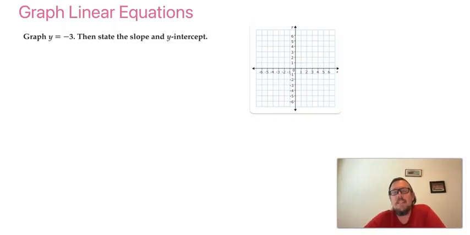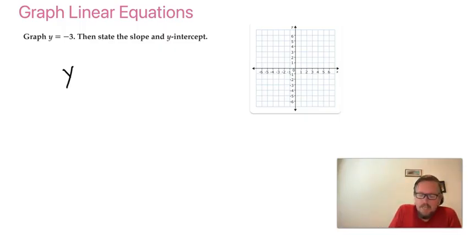We've been graphing equations in slope-intercept form, so when you look at y equals -3, you may at first think that it's not in slope-intercept form, but it turns out it is. Y equals -3 is in slope-intercept form. Slope-intercept form is y equals mx plus b.